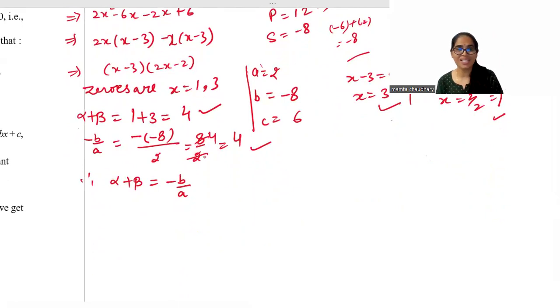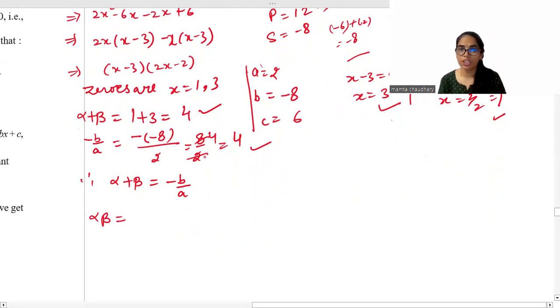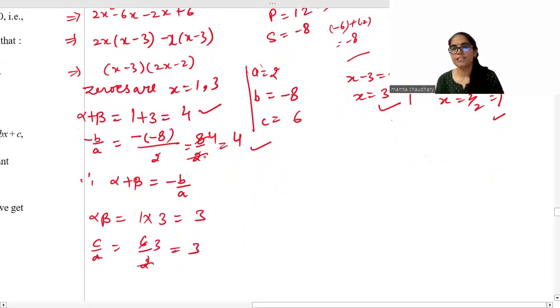Second relation says alpha beta equals c by a. Okay, so let's find alpha beta. Alpha beta means product. So 1 into 3, which is 3. Now c by a, c is what? 6. By a is what? 2. 2 3s are 6. So here we got 3. c by a is 3.